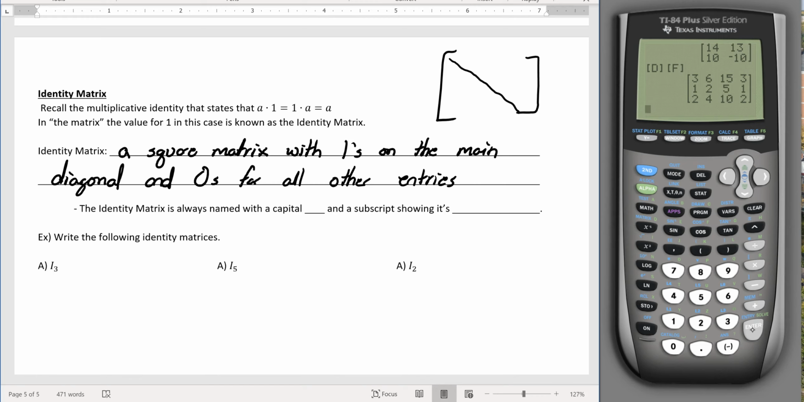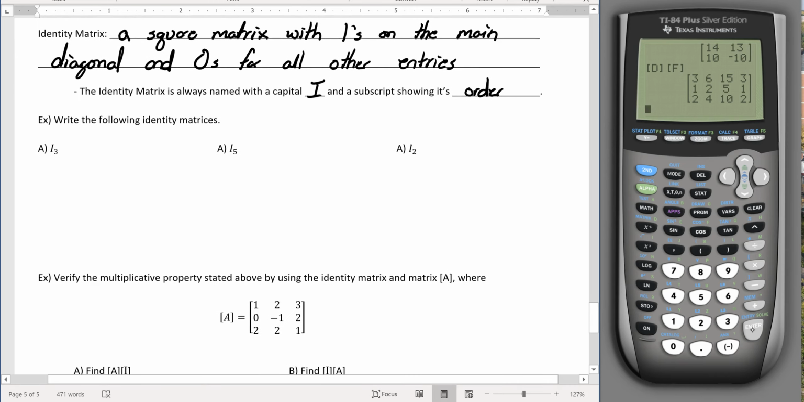Now the identity matrix is always named with a capital I and a subscript showing its order. Now remember, square matrices only have one value. You'd say it's a square matrix of order 4, of order 5. That means it's 5 by 5 or 4 by 4.